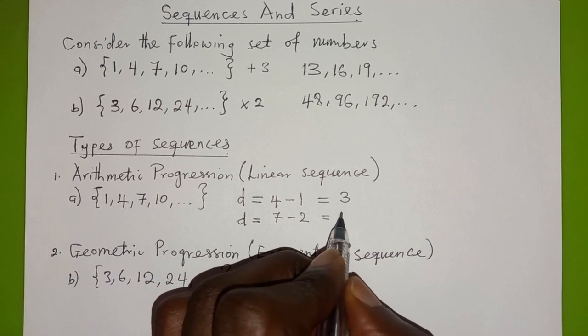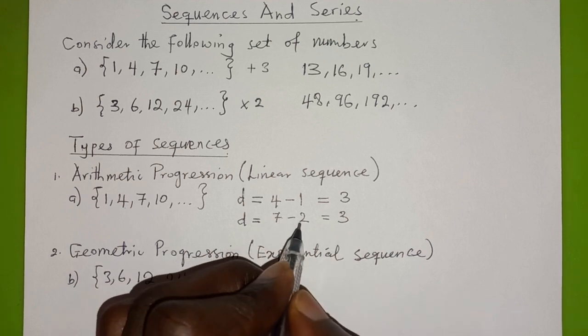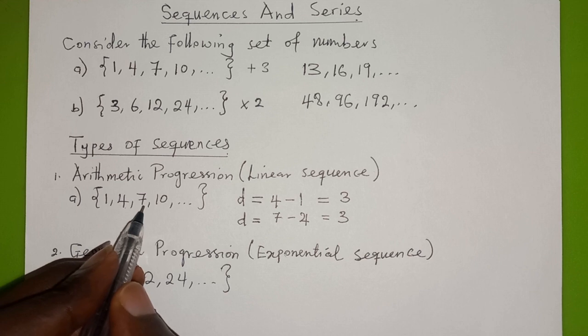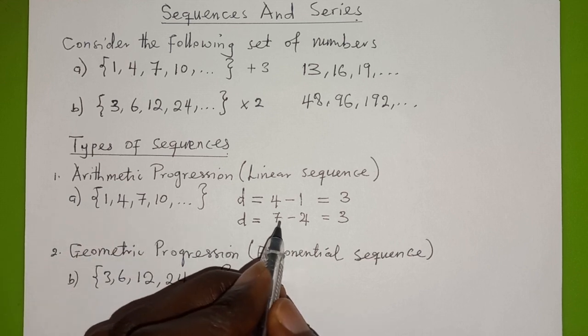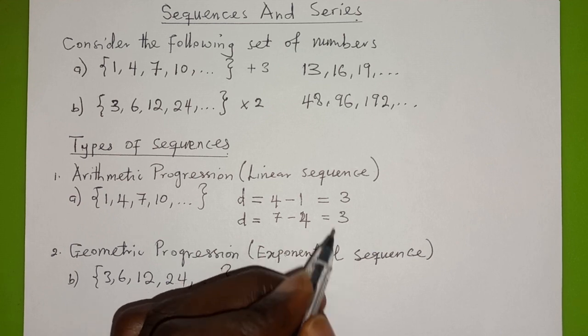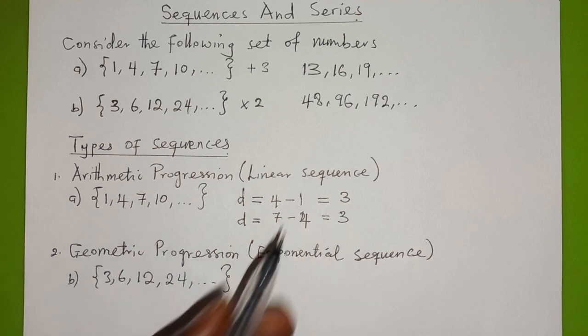3. Sorry, this is 4. So the third term minus the second term, which is 7 minus 4. All right, so that is how you are going to get the common difference.